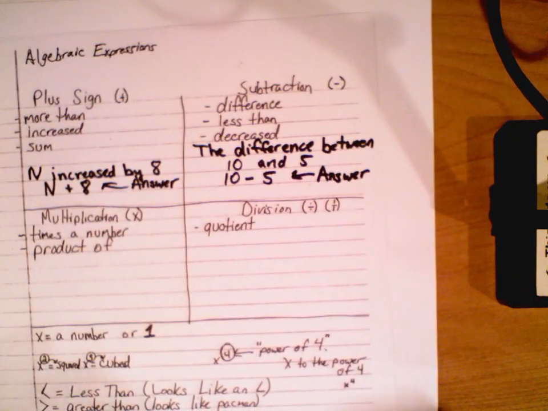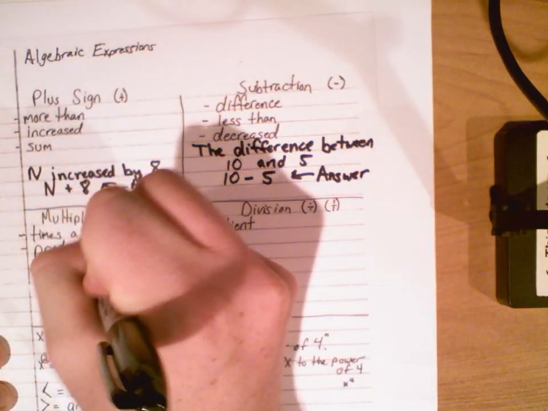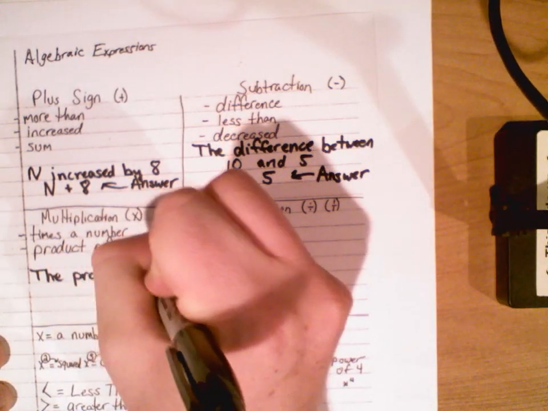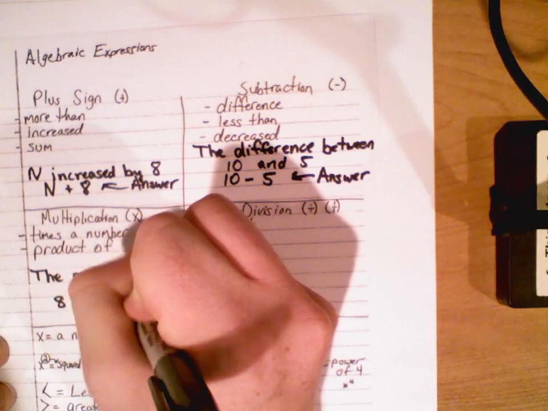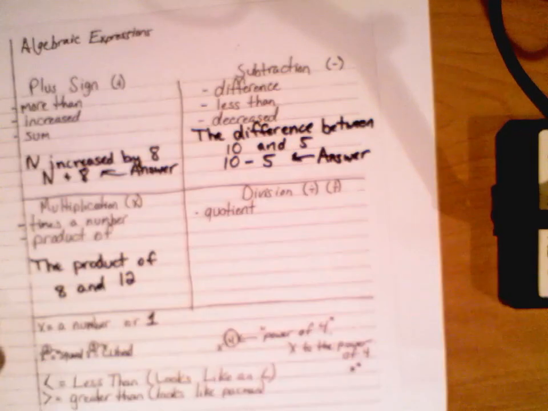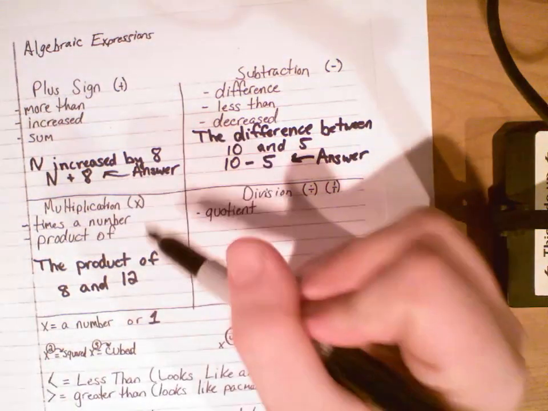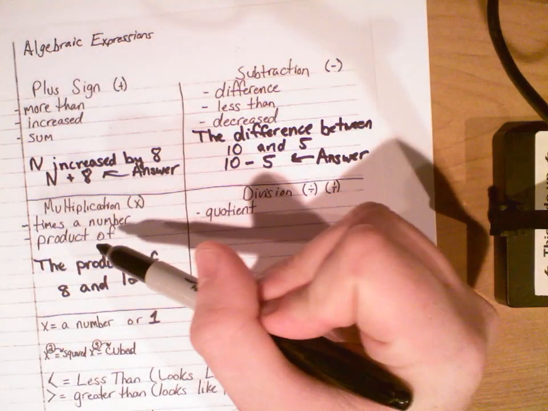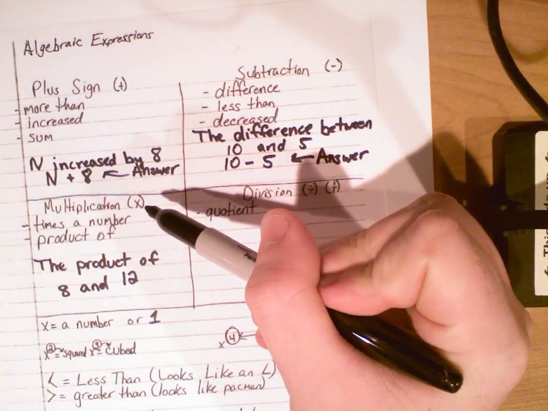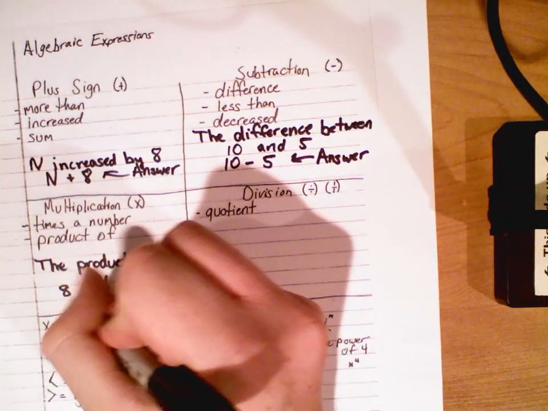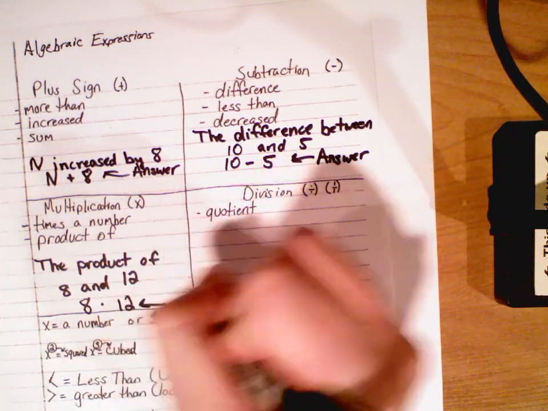And then for multiplication, times or the product of. It's the same thing. For example, the product of 8 and 12. If I'm looking at my cheat sheet, the product of would be multiplication. So then I would just write it like this. 8 times 12. That's my answer.